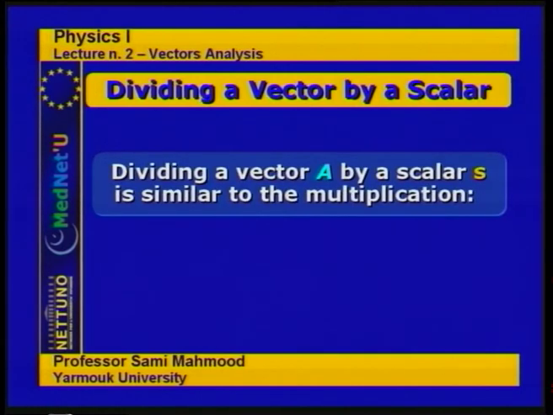Dividing a vector by a scalar follows exactly the same steps as the multiplication, since a scalar quantity 1 over s, for example, is another scalar quantity. So we can consider dividing a vector A by a scalar quantity s as being the multiplication of the vector A by another quantity which is 1 over s. The division of a vector is exactly equivalent to the multiplication.